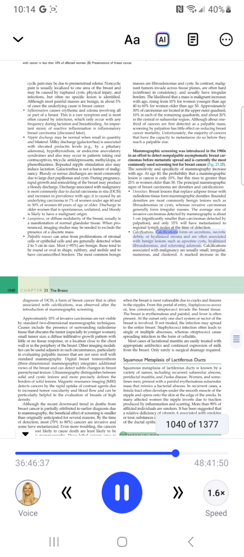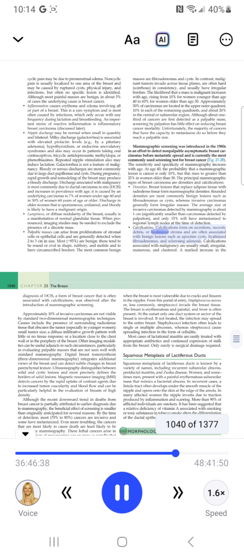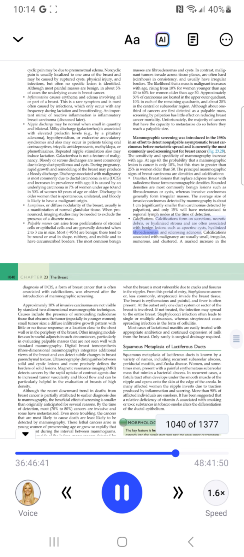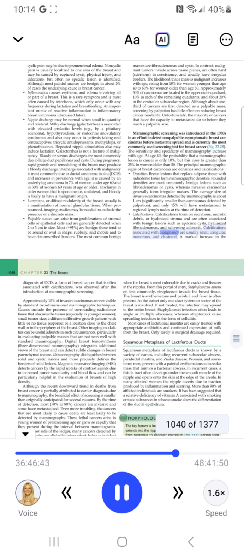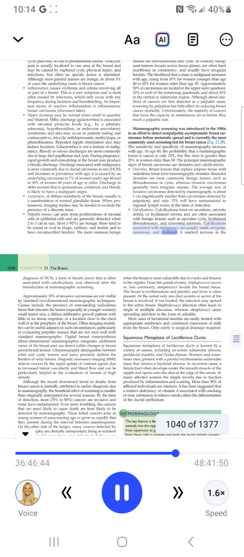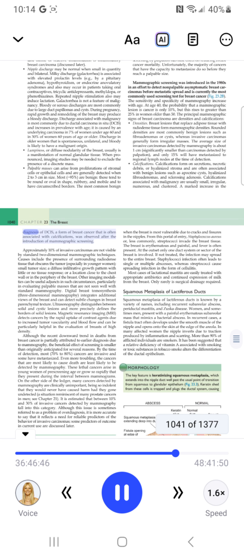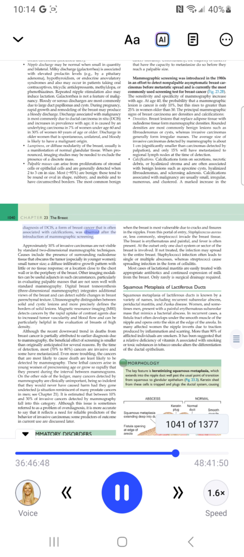Calcifications. Calcifications form on secretions, necrotic debris, or hyalinized stroma, and are often associated with benign lesions such as apocrine cysts, hyalinized fibroadenomas, and sclerosing adenosis. Calcifications associated with malignancy are usually small, irregular, numerous, and clustered. A marked increase in the diagnosis of DCIS, a form of breast cancer that is often associated with calcifications, was observed after the introduction of mammographic screening.